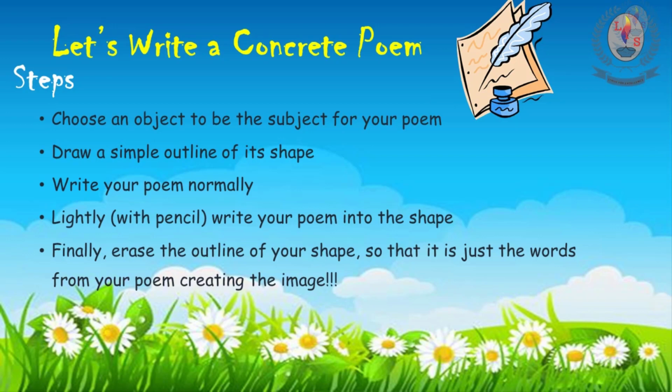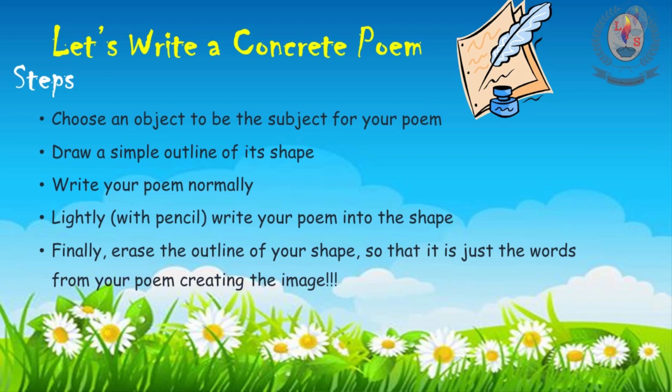So you have to choose the flower as the subject of your poem. Then you have to draw a simple outline of its shape. If you are going to build up a poem on the theme of a flower, that means you have to draw a simple outline of a flower on a piece of paper. Then take another piece of paper and write or compose your own poem. A simple poem, right? A simple set of words.